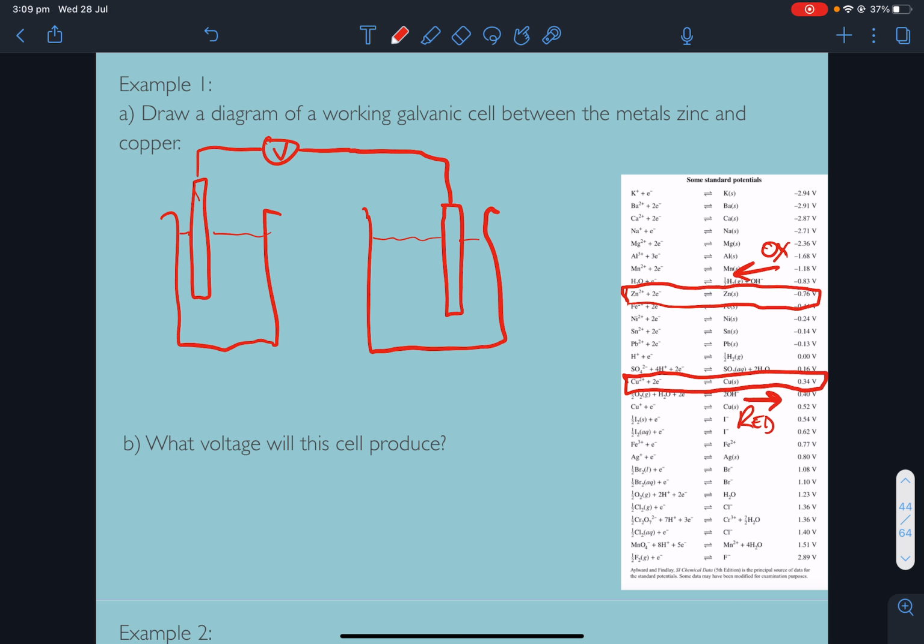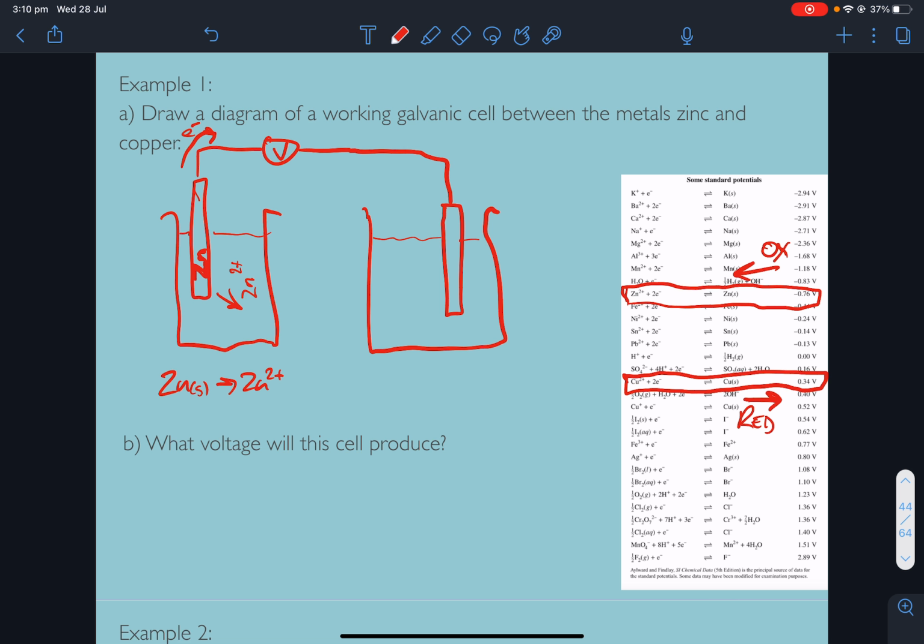At our anode on our left, we're going to get electrons coming away and going this way in our diagram. A loss of electrons is oxidation, so our oxidation is going to happen here. We're going to get zinc solid going to zinc 2 plus. So this electrode is going to be zinc solid, and it's going to come out of solution and go into zinc 2 plus.